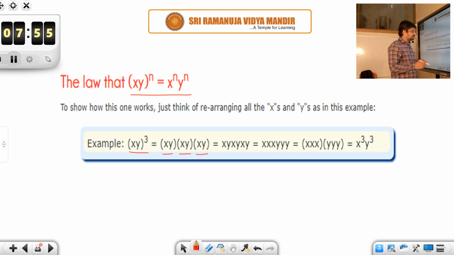So in a similar way, let's rearrange this xy into xy into xy. Now let's rearrange all the x's to one side and all the y's to one side. Then you will get x into x into x into y into y into y. If you group the first 3 terms, that is x cube, and the next 3 terms, that is y cube. So xy whole cube, we could write as x cube times y cube. So in general, xy whole power n is equal to x power n times y power n.